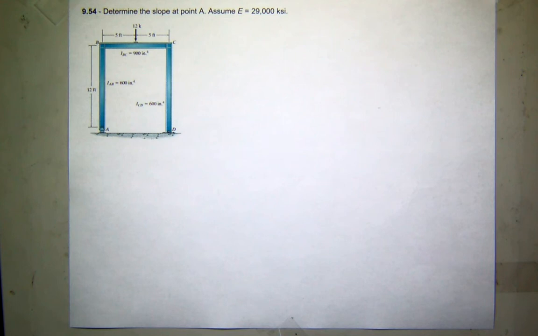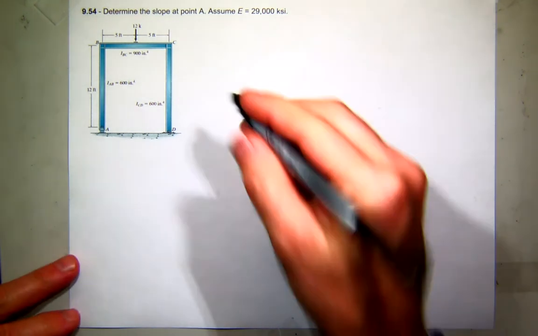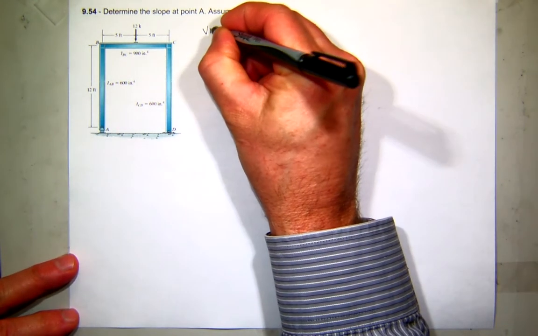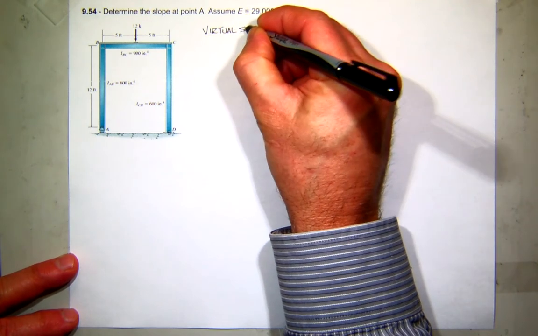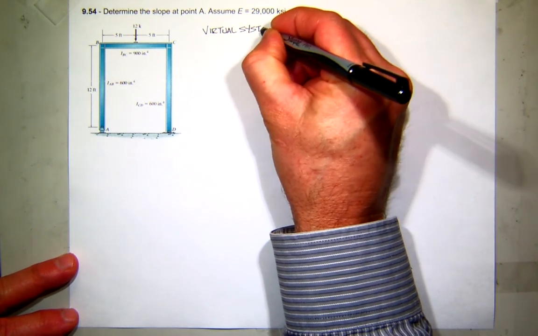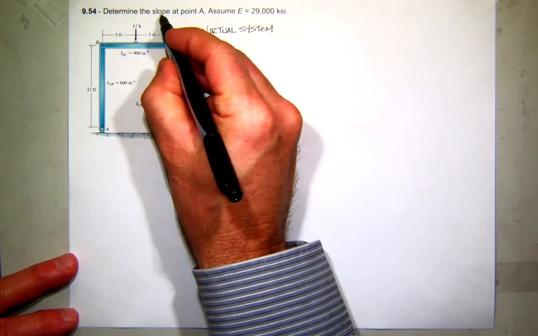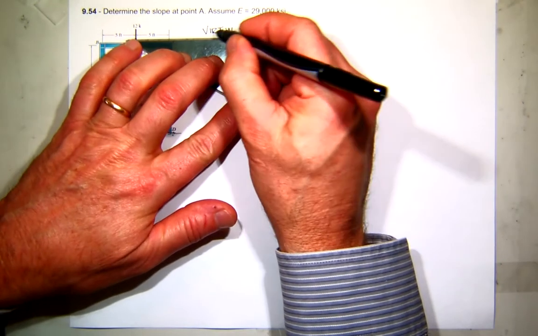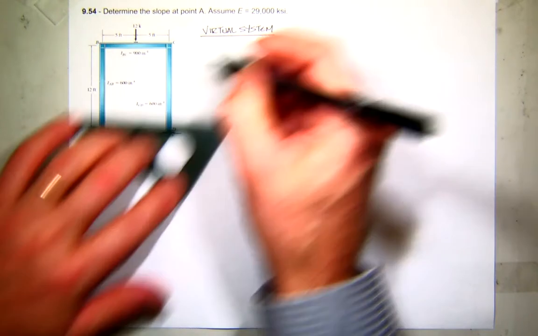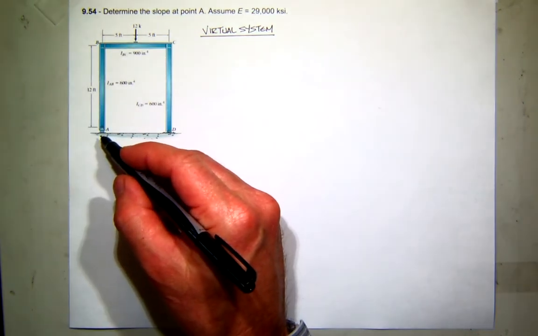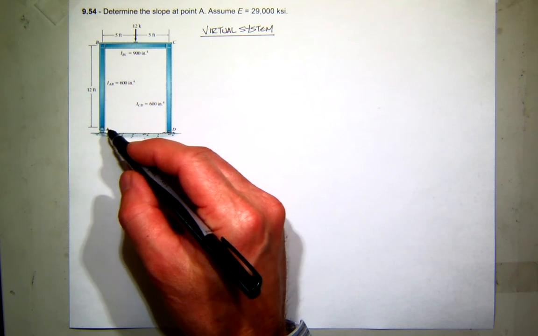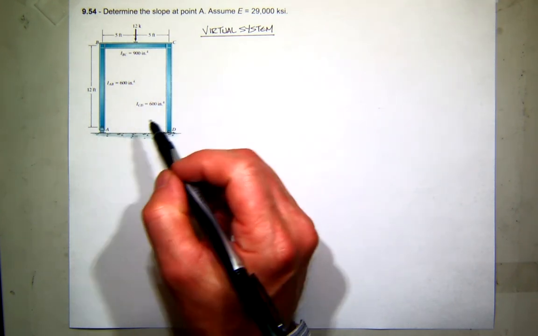All right, anyway, so let's do the virtual energy. So what would be the virtual system that we're going to look at? But remember, the problem wants the slope at A. So I go to A, and what do I apply? A moment. Right? For slope, you apply moment. For displacement, you apply force.